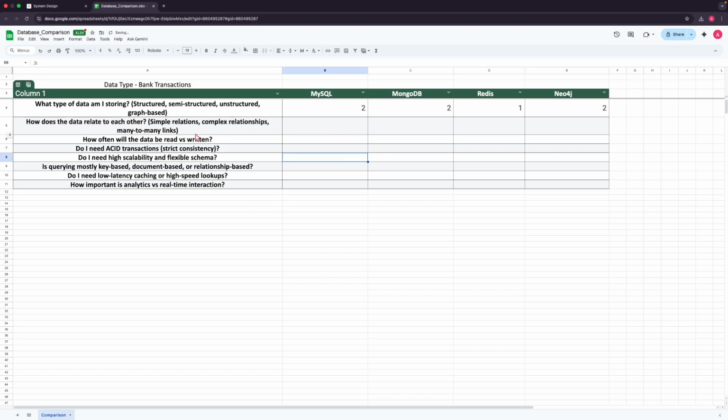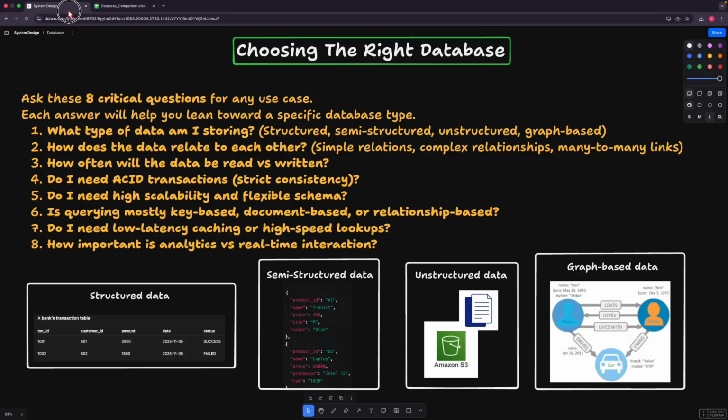Okay, now coming to the next question, that is how does the data relate to each other? Considering the bank transactions, as we know, every transaction has a customer ID, right? What does this define? Here this customer ID is a foreign key in the transaction table, where we are referring to another table's column. With the help of customer ID, we are able to know about the customer from the customer table, right? So here we have a strong relationship getting formed between the tables.